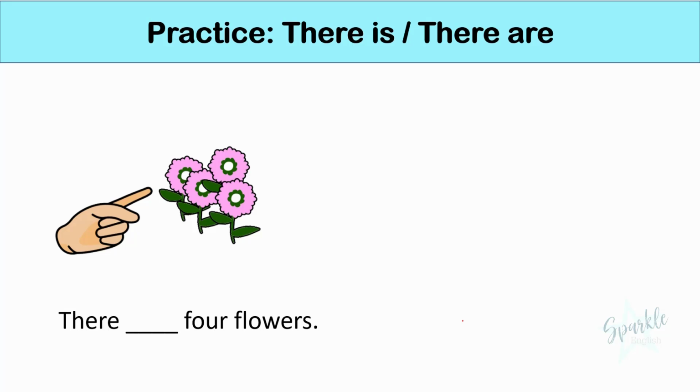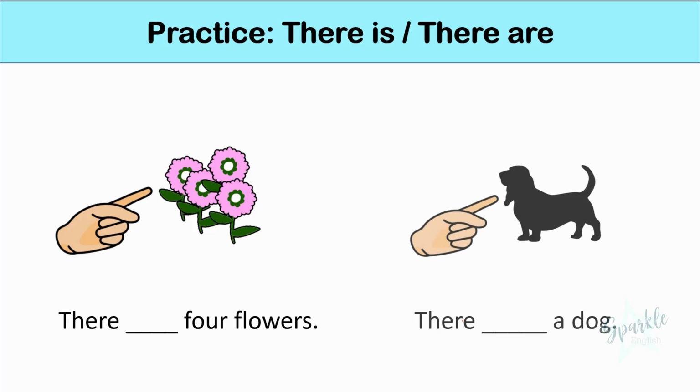Let's try 2 more. There 4 flowers. There a dog. Again, flowers is plural, so we have to say there are 4 flowers. There is a dog, or there's a dog, because a dog is singular.